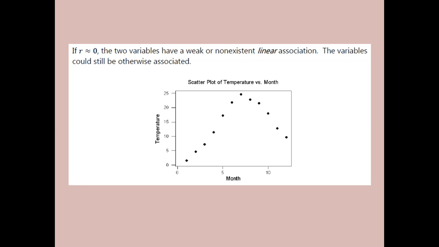And that's the whole point here. It's possible to have a scenario where there is a clear association between the variables. It's just not a linear association. And in that case, you will get a correlation that's close to zero because the correlation only measures the strength of a linear association between the variables.